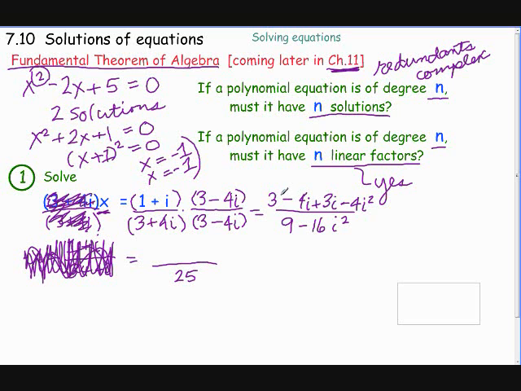And up here we've got a negative 4i and a positive 3i to give us a negative i. This is interesting. i squared is negative 1. Negative 1 times negative 4 will give us a positive 4. Positive 4 and 3 gives me 7. Positive 7 and negative i. So that's what x is equal to right there.